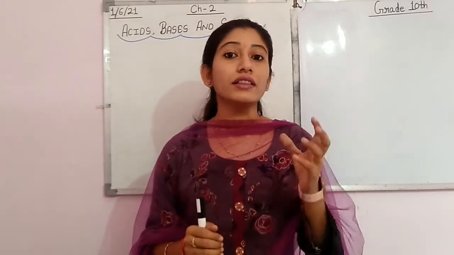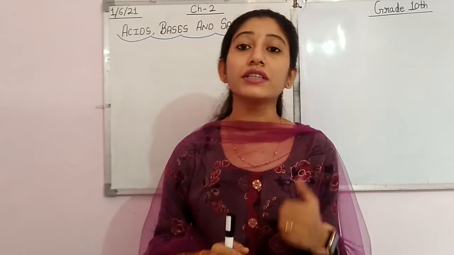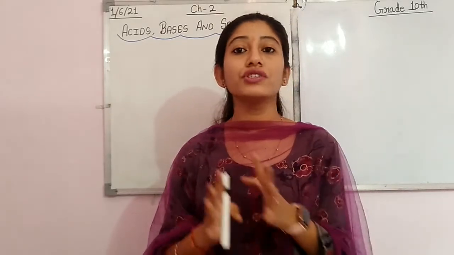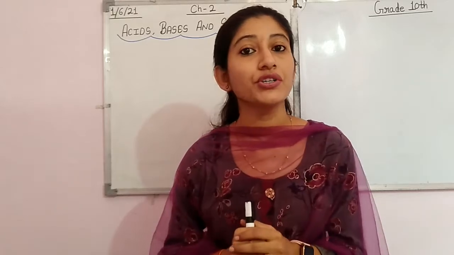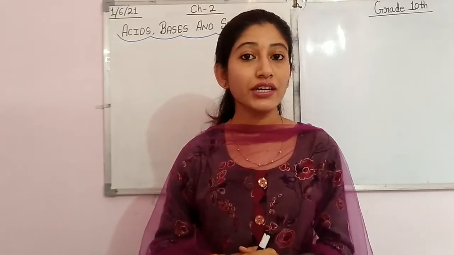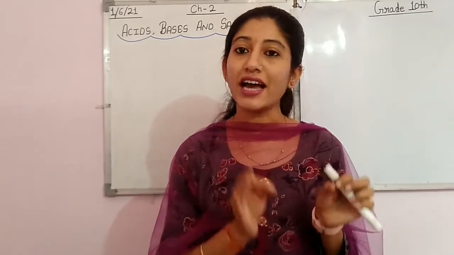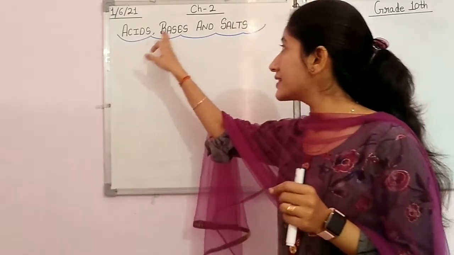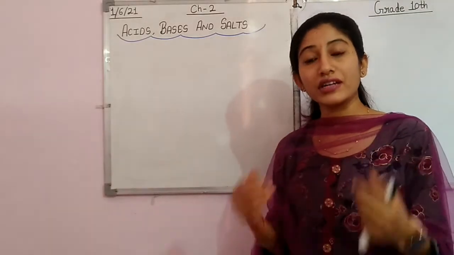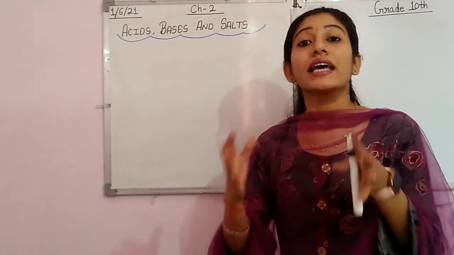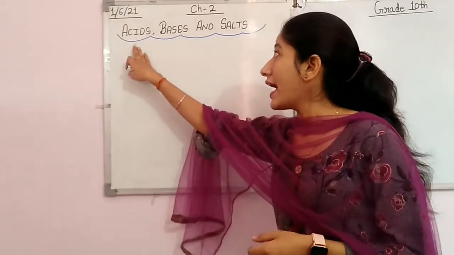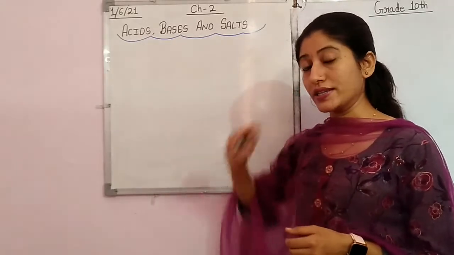So beta, the compounds which are formed after the combination of elements can be categorized into three types. And what are these three types? These three types are acids, bases and salts.